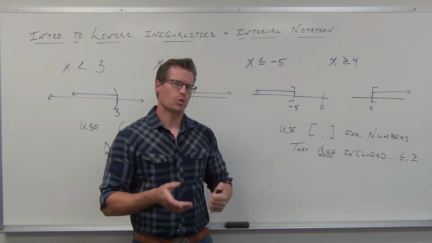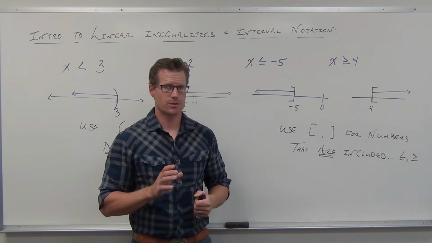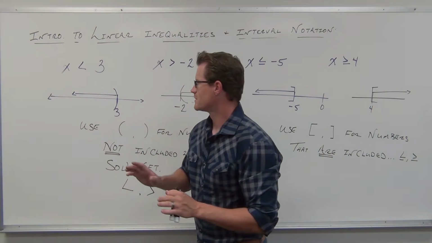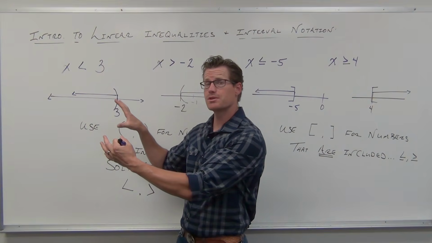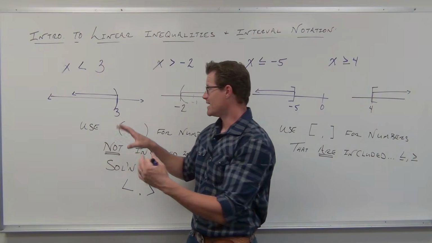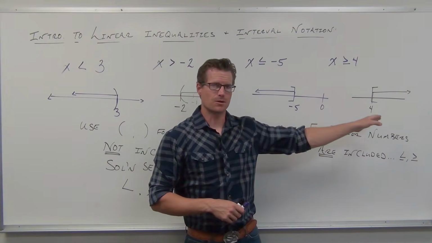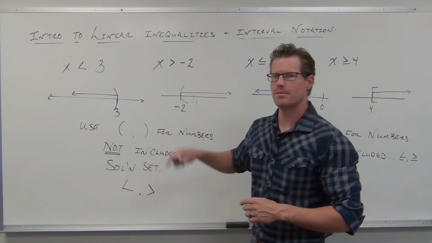So how do we shorten it? How do we abbreviate it? This is called writing in interval notation. When we write in interval notation, it's really just a shortening of a number line. It's going to represent the same exact thing. In fact, we're going to use parentheses here, and we're going to use brackets here. So how we do it, I'm going to start with this one because I think you'll understand it better.